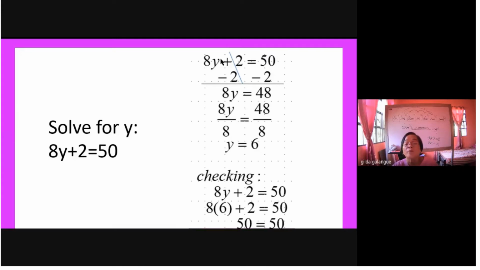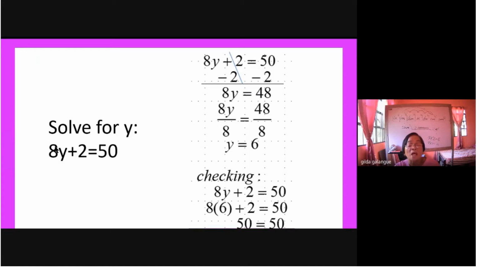We cancel 2 plus negative 2, that is 0. We have 8y. So 50 minus 2 is 48. We must eliminate 8. And how can we eliminate 8? We can eliminate 8 by dividing both sides of the equation by 8. 8y divided by 8, we cancel 8, we have y. 48 divided by 8, the answer is 6. So what is our value of y? Our value of y is 6.